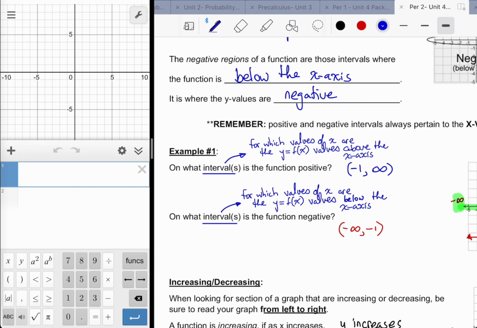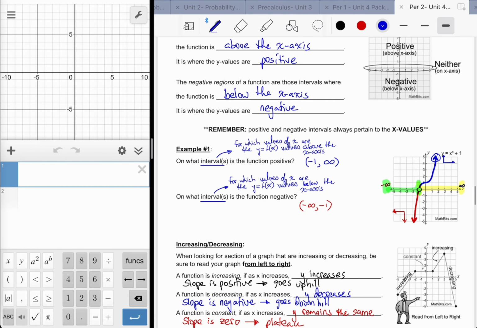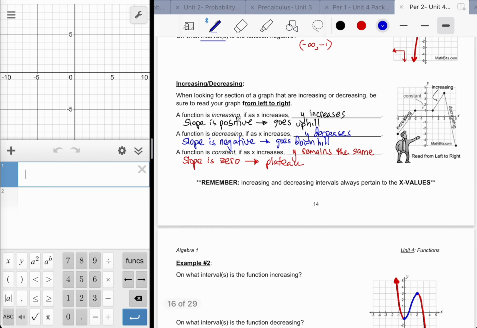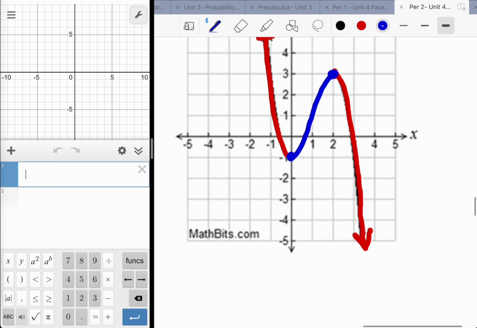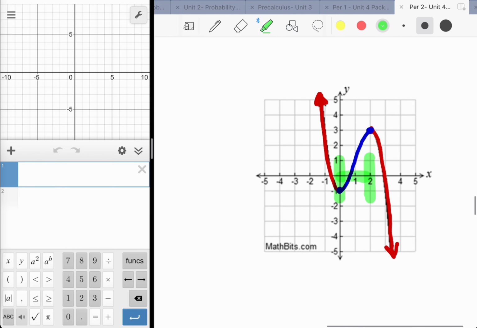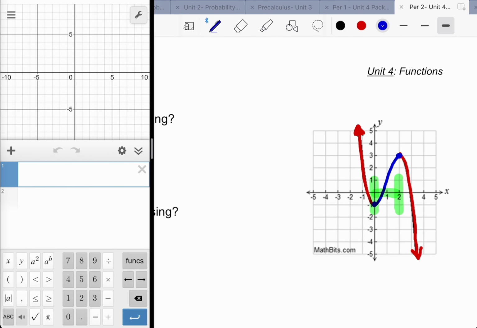All right, positive is above the x-axis, negative is below the x-axis. Increasing kind of feels like positive. All right, but it's talking about something else. It's talking about the slope. So where is it increasing? We look at the start and the stop in terms of the x values. It's starting, it's stopping, and it's covering all the values in between. So it's going from 0 to 2, brackets all around, because those are solid points included in the interval of increasing.